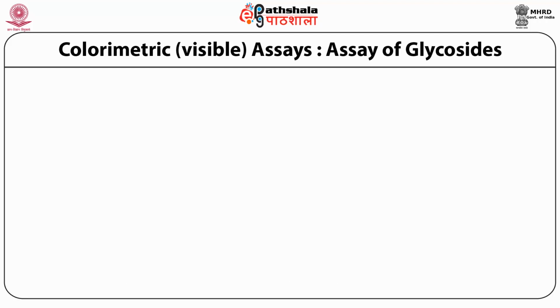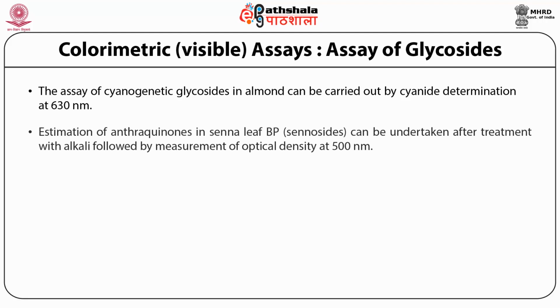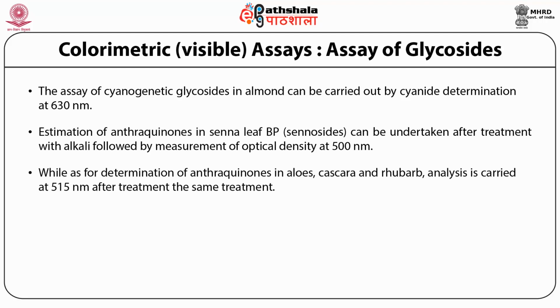We have now the assay of glycosides. The basis of these assays is colorimetric, in the visible region. The assay of cyanogenetic glycosides, as in almond, can be carried out by cyanide determination at 630 nanometers. The estimation of anthraquinones in senna leaf in the form of anthraquinone glycosides can be undertaken after treatment with alkali, followed by measurement of optical density at 500 nanometers. In case of aloe, cascara and rhubarb, the anthraquinones can be estimated by measurement of optical density at 515 nanometers following the same treatment.